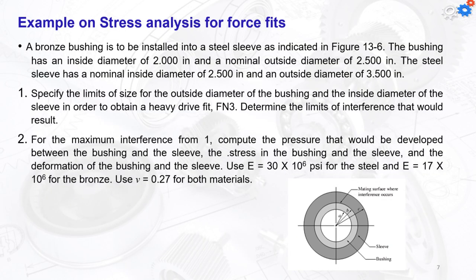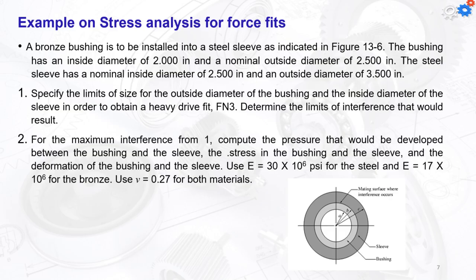Now, first I need to specify the limits of the size for the outside diameter of the bushing and the inside diameter of the sleeve in order to obtain the heavy drive fit, the FN3, and determine the limits of the interference that will result. For the maximum interference, we can compute the pressure that will be developed between the bushing and the sleeve, the stress on the bushing and the sleeve, and the deformation of the bushing and the sleeve.